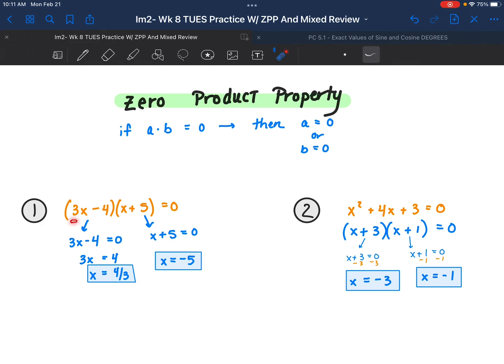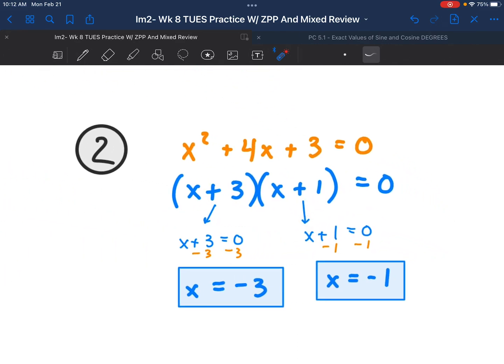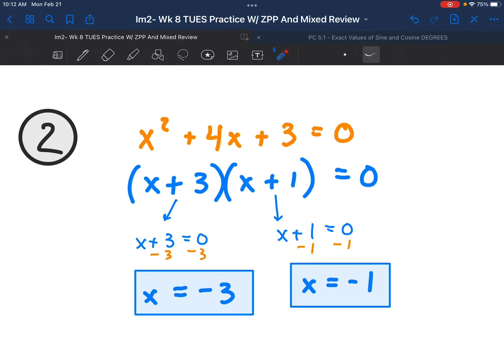Now, remember, sometimes the expression on the other side of 0 is already factored for you. Don't multiply it out. All you do is set each factor equal to 0 and solve for the x values. If you have 0 on one side and you have a quadratic over here, you need to first factor that expression and then repeat the process. Just set each factor equal to 0. And in this case, I'm going to get x equals -3 and -1.